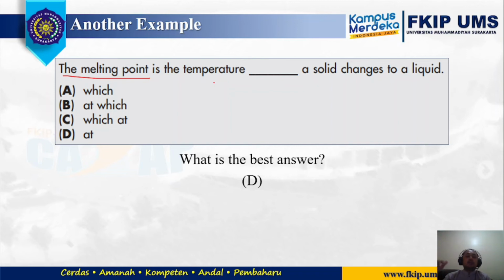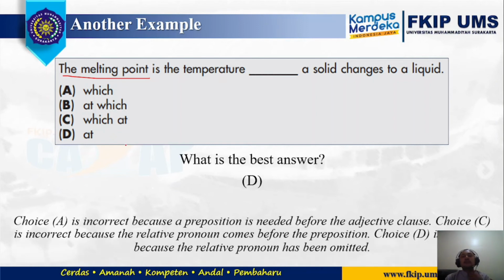So that's why when it's about melting point, it seems like it is the number, the place. So that's why we have to use at here. At a solid changes to liquid. The melting point is the temperature at solid changes to liquid. Okay, here's the example. Here's the explanation.